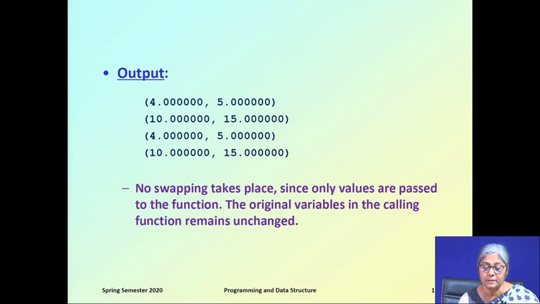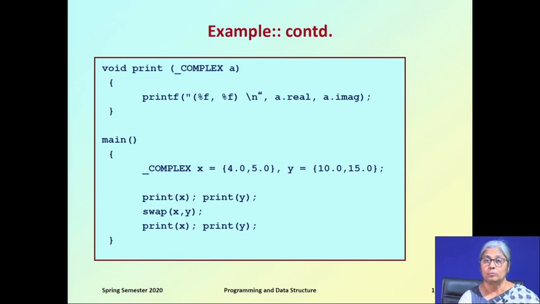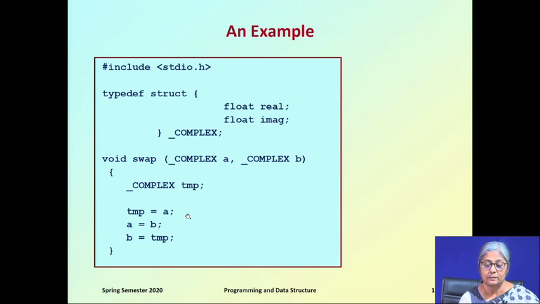See what is written: no swapping takes place, since only values are passed to the function, the original variables in the calling function remain unchanged. If you remember, when using normal variables, values are copied. That means, here also when we call the function swap x y, the real part and the imaginary part are just copied. So, only the values are passed.